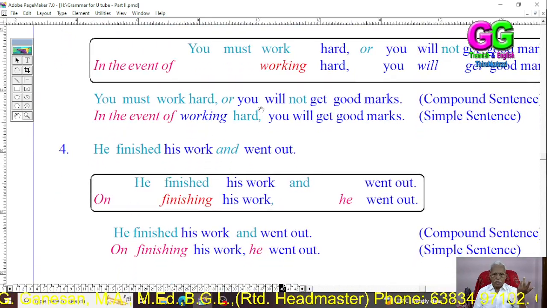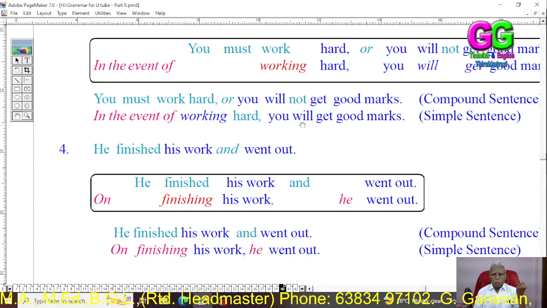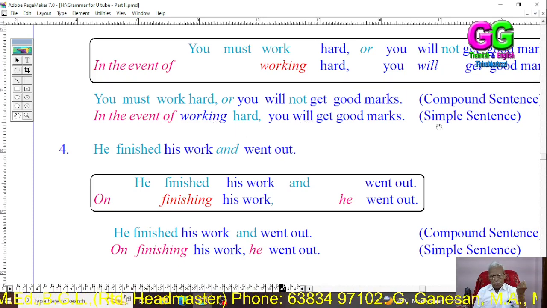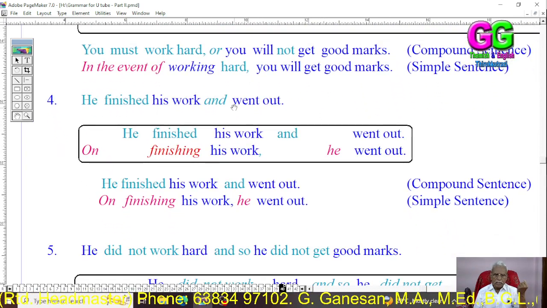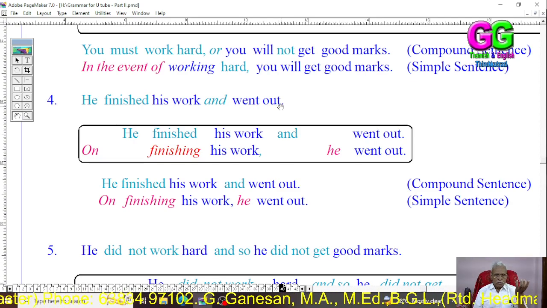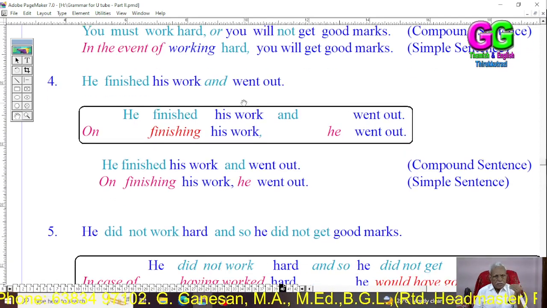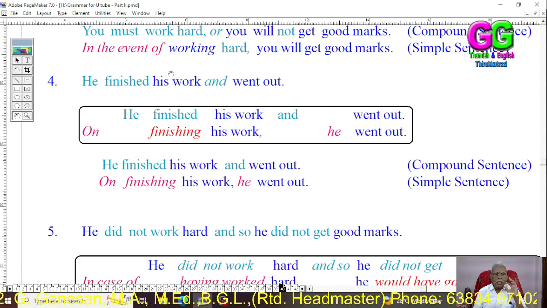You must work hard, or you will not get good marks. In the event of working hard, you will get good marks. Compound. He finished his work and went out. It is related with the time. So he finished his work and went out. As it is related with the time, you have to use "on" as the phrase.